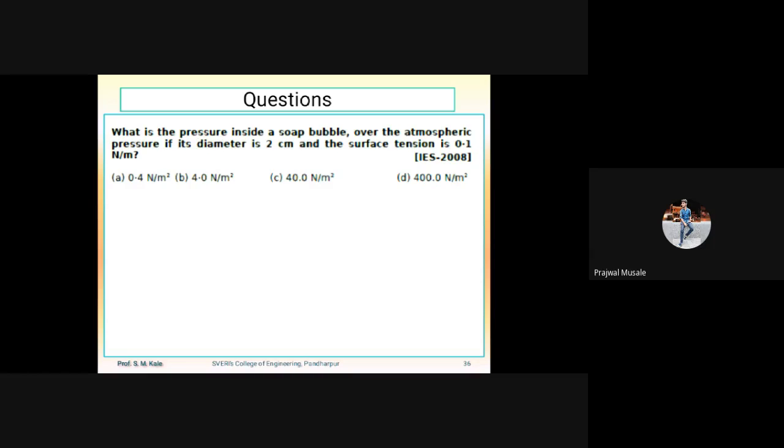So option C is the correct one, because here which formula do you have to use? Delta P is equal to 8 sigma upon D, because here they have mentioned the soap bubble. 8 into sigma, the value of sigma is 0.1 Newton per meter, and upon D, here they have mentioned 2 centimeter. You have to convert that centimeter into meter. So you will get option C.